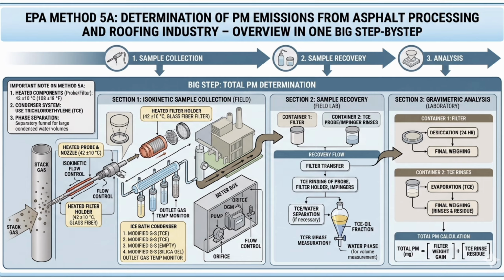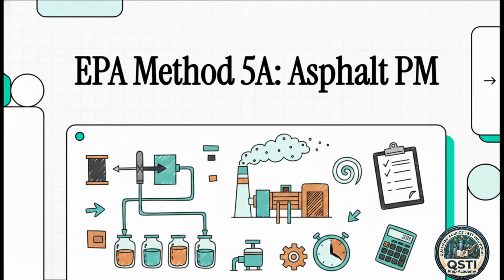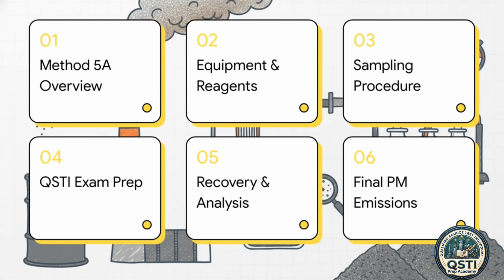So today, we're unpacking exactly how the EPA mandates we handle one of the absolute stickiest, most complex emission sources out there, asphalt processing. By the end of this, you're going to have a crystal clear, full overview of the rules, the specialized gear, and the math that makes Method 5A tick. Let's get into it. Here's a quick look at our roadmap for today's explainer.